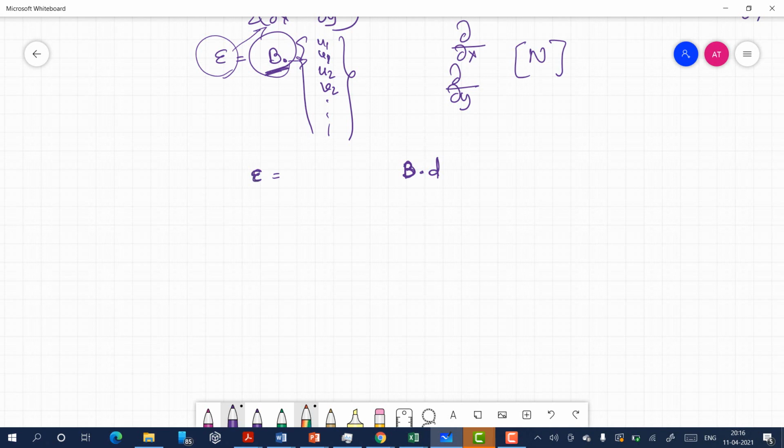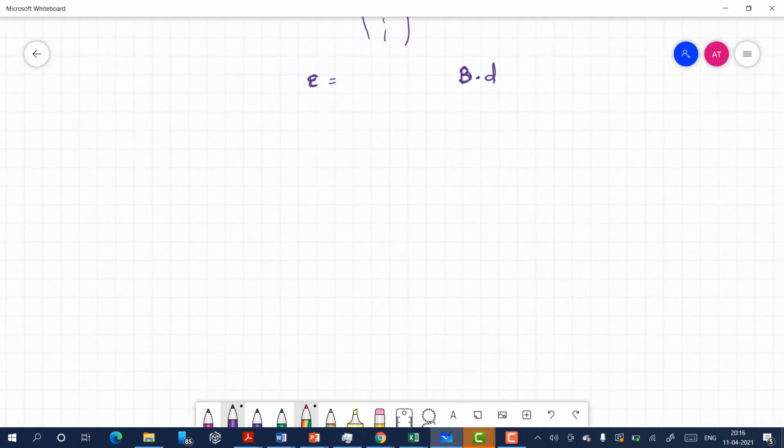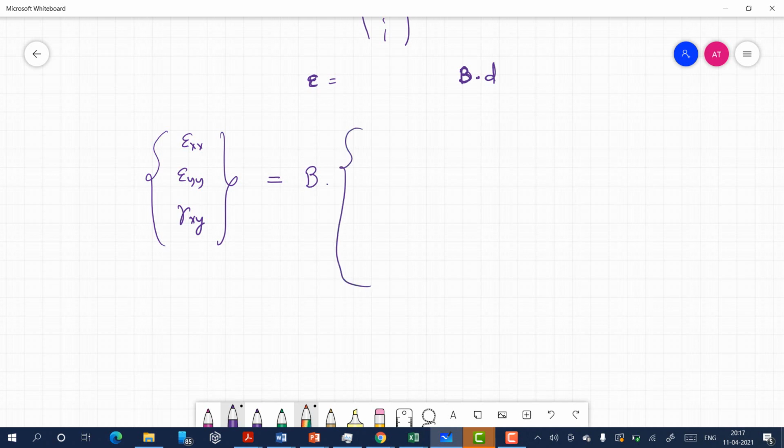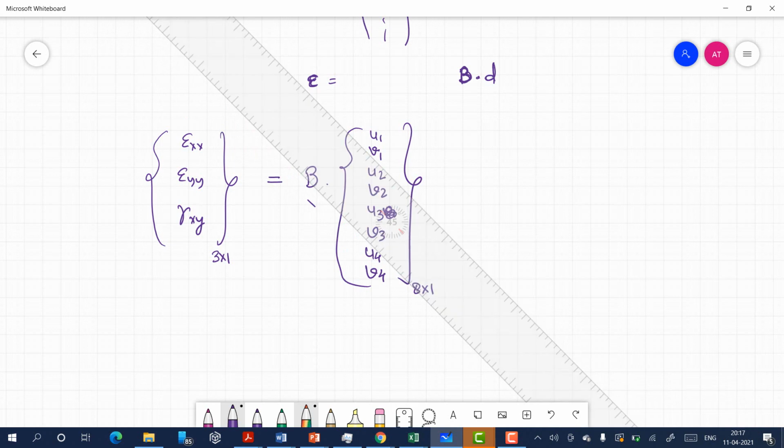So basically the B matrix is the partial derivative of the shape function. Let us look at what strains we have to find out: epsilon xx, epsilon yy, and gamma xy, right? This will be the left-hand side, which will be equal to the B matrix into the d matrix, which is a column vector: U1, V1, U2, V2, U3, V3, and U4, V4. So this is 8 cross 1, and the strain is 3 cross 1. What size of matrix do we need here? For a correct multiplication, we should have 3 cross 8 here, right? So the B matrix will have 3 rows and 8 columns.